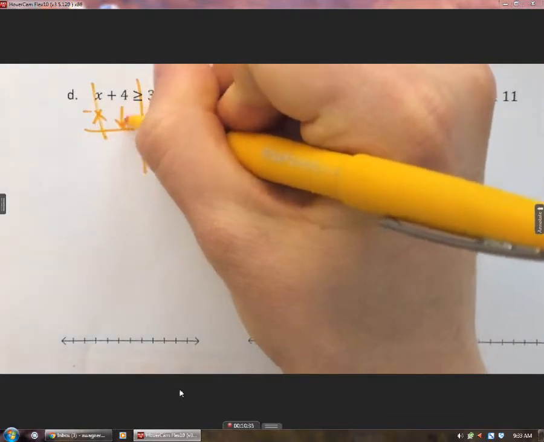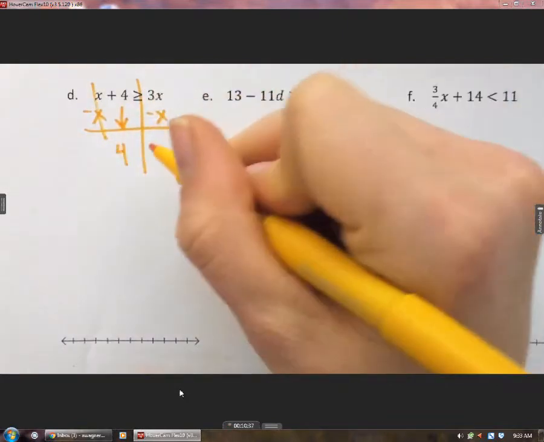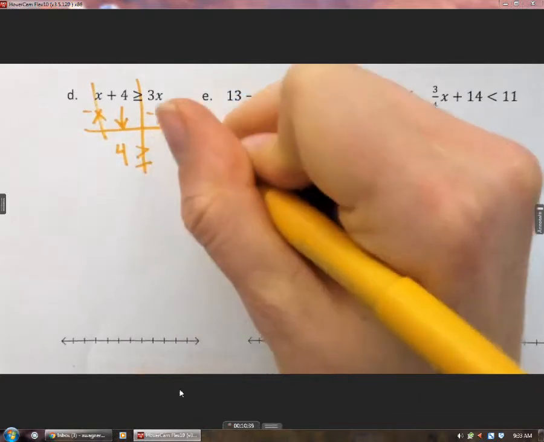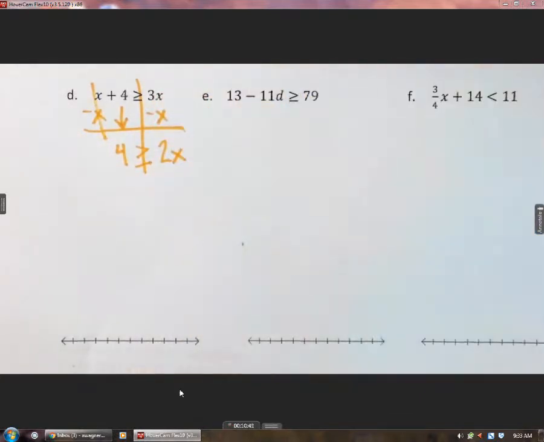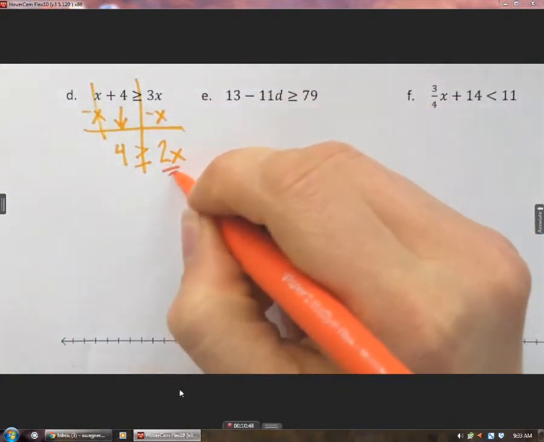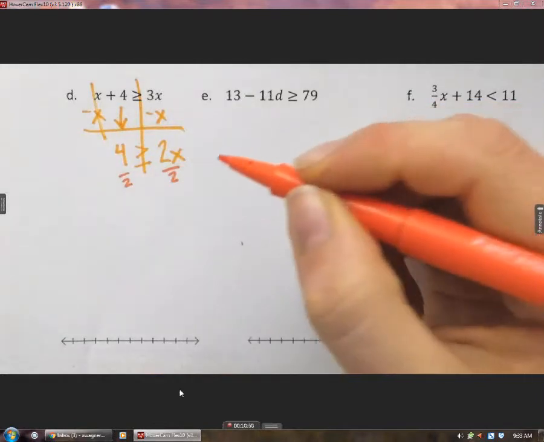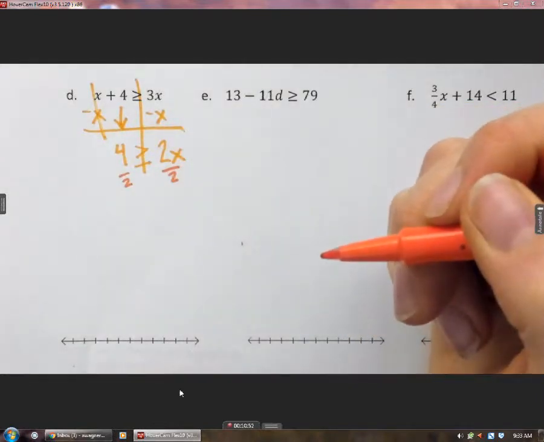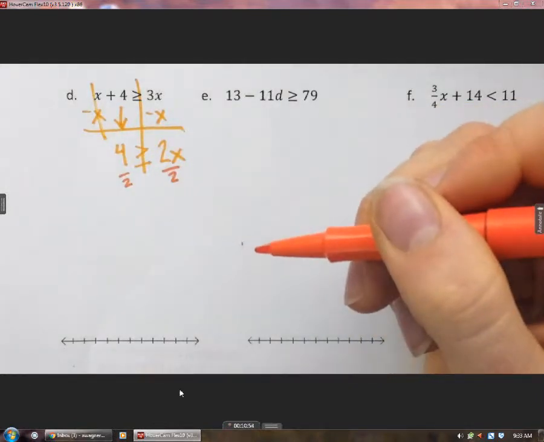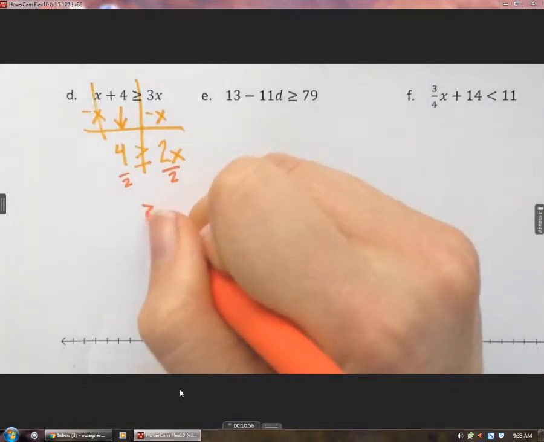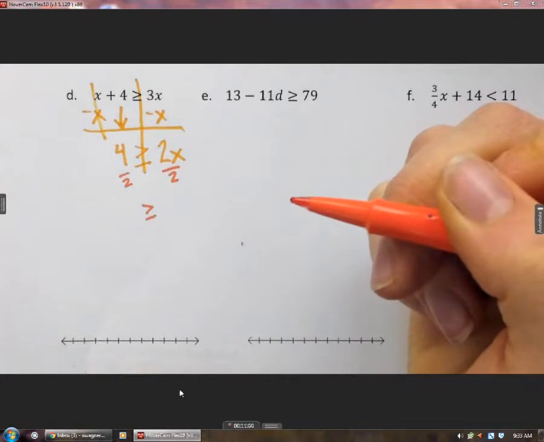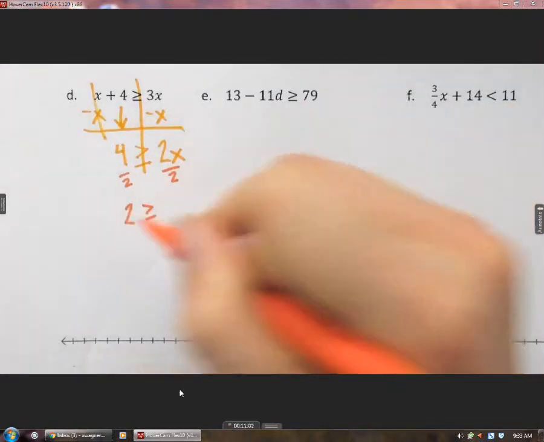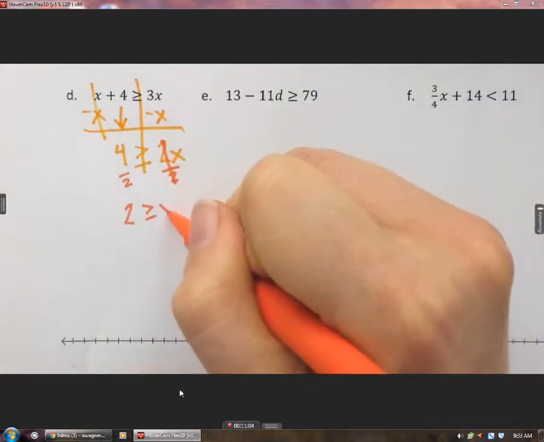So I can bring my 4 down. 4 is greater than, what's 3x minus x? 2x. Okay, now how do I get x by itself? Divide by 2. Do I need to switch my sign? No, because I divided by a positive. That's okay. So 4 divided by 2 is 2. And then I have an x over here.